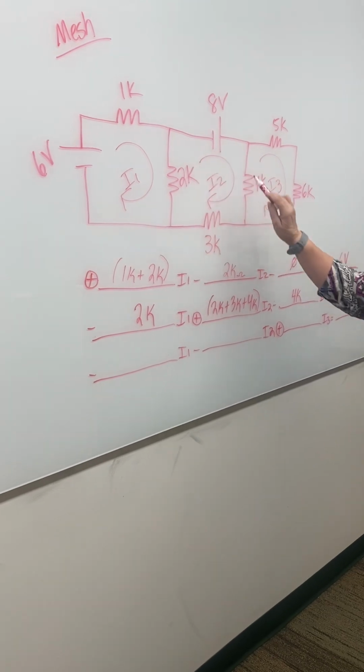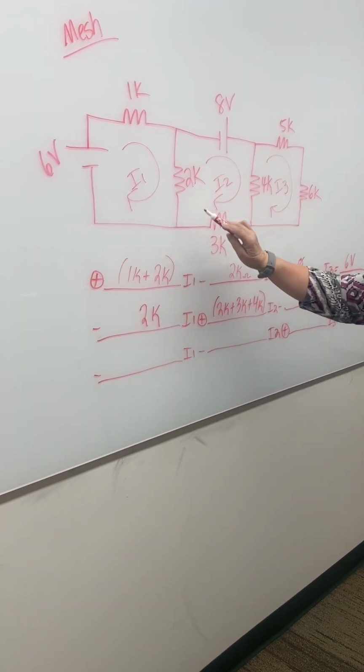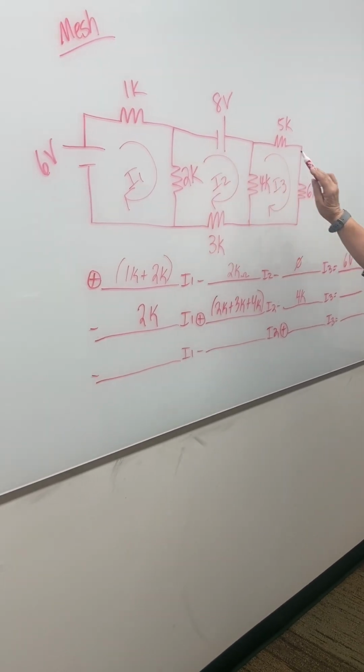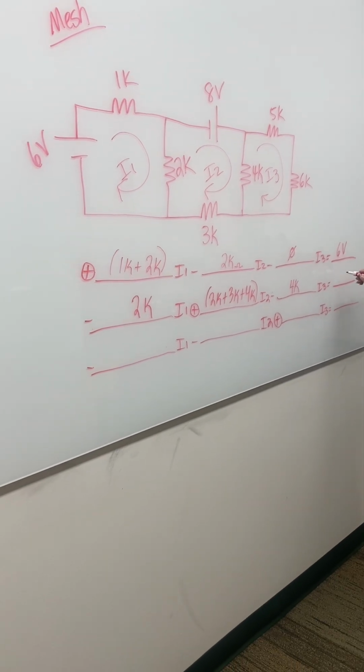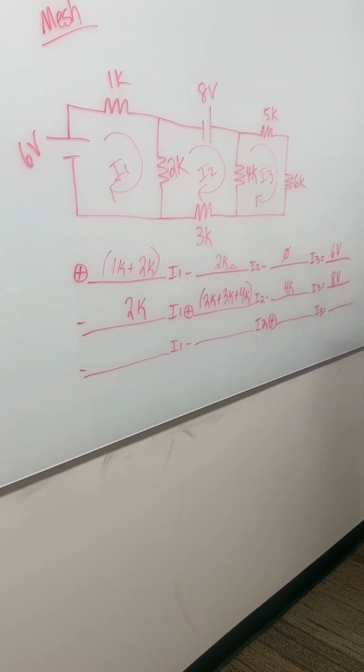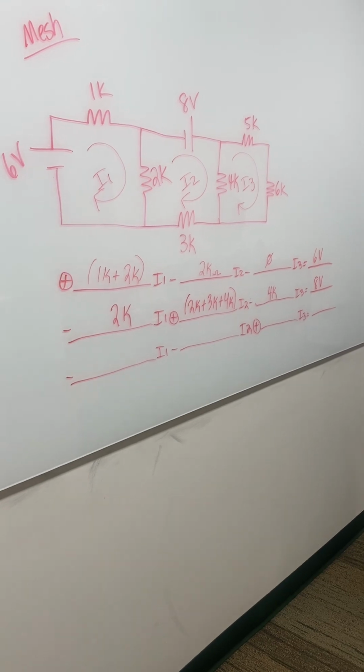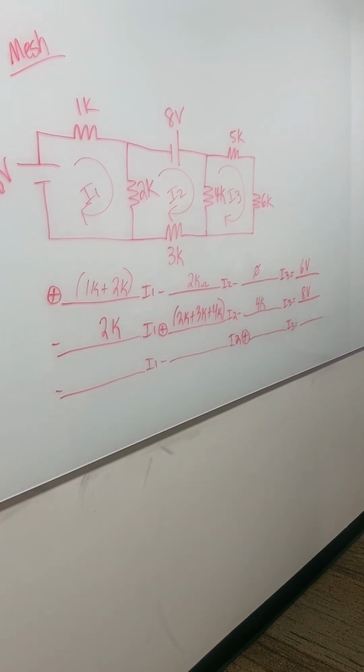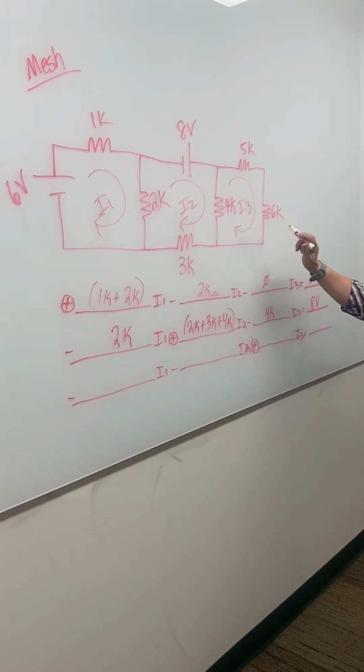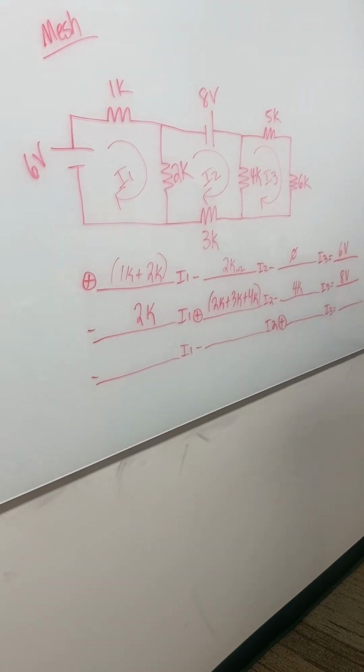Then voltage, so I'm going this way. So I'm entering the negative side of the battery, so on the other side of the equation, it'll be a positive 8 volts. That's your second equation. Then I'm doing the third equation, and that's in reference to this loop.